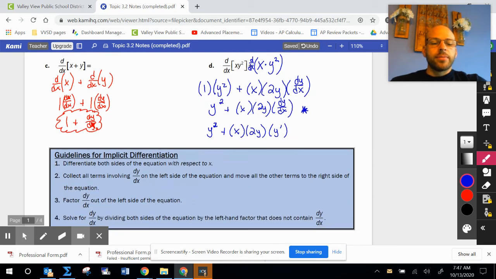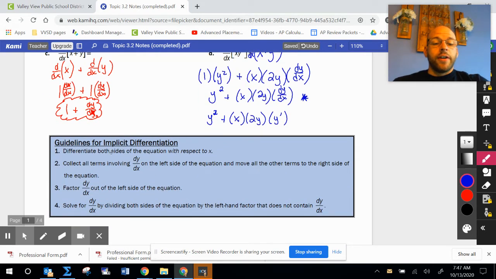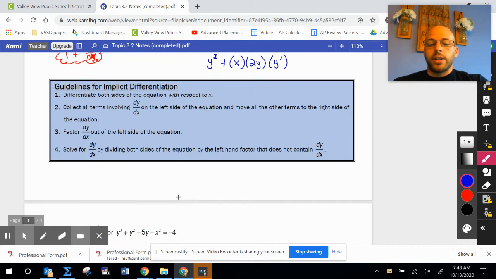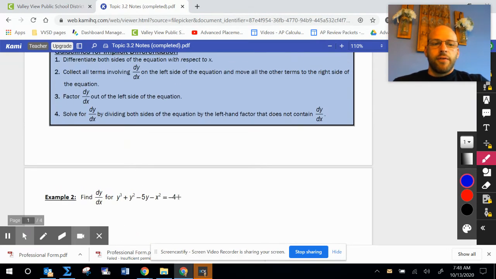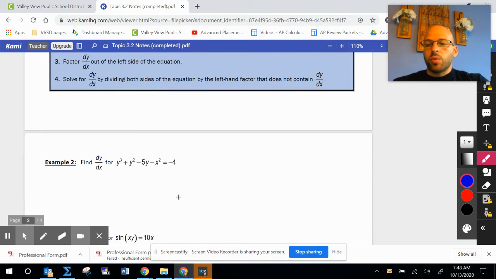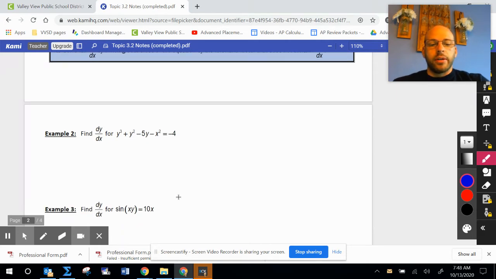All right, so I have some kind of guidelines here. We're going to differentiate both sides of the equation with respect to x. That's always step number 1. We're going to collect all the terms involving dy dx to one side, okay? And then we're going to factor it out, and we're going to solve it for dy dx so we can get our derivative. So I want to show you how this works here. So again, 4 steps. The biggest one is just taking the derivative appropriately.